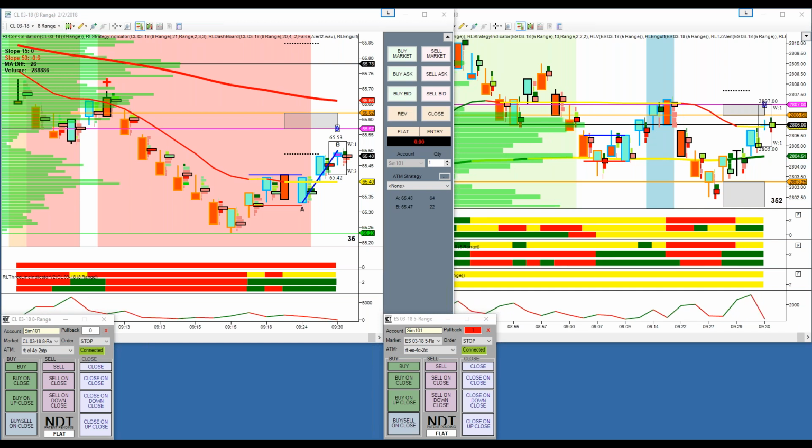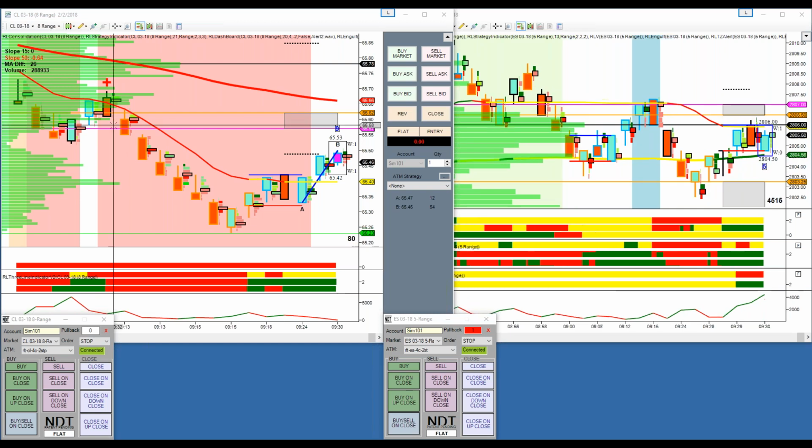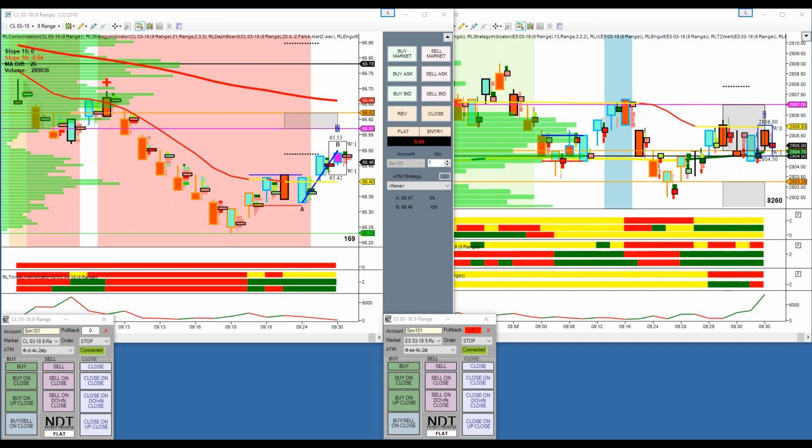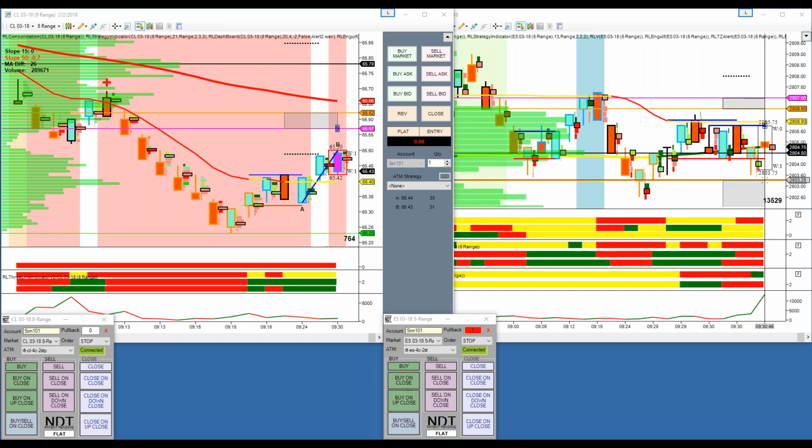Here we are. Boy, look at that trade. Look at that trade on crude. Now we're locked a little bit because of all this real high volume at the open. We're looking for a long trade on the E-mini.